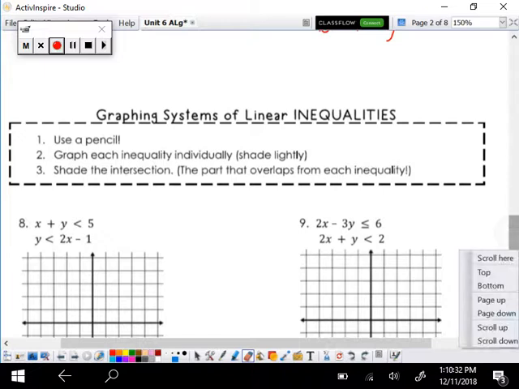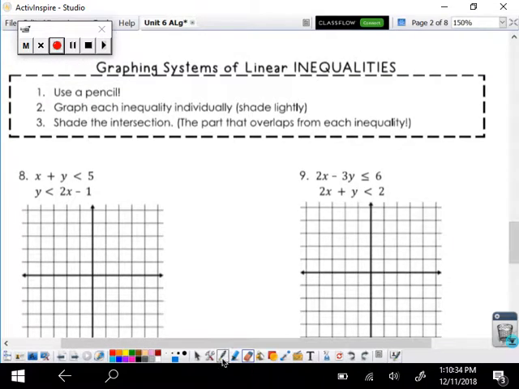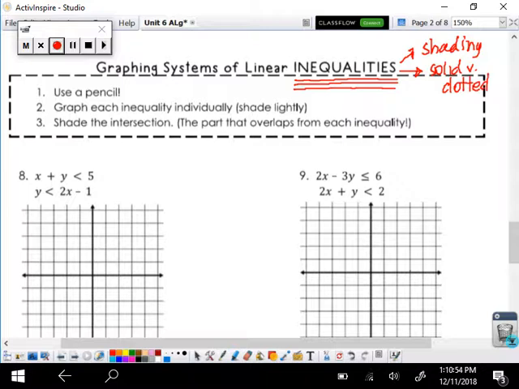Second type of questions, those were graphing equations. Now we're going to be graphing systems of linear inequalities. Okay, so remember with inequalities, we're going to be shading. And there's either a solid or dotted line. Since we have shading here, it is very important to use a pencil or something you can erase with. You might have some of those fancy pens that erase, that's fine. But you probably will want to be able to erase for these problems.